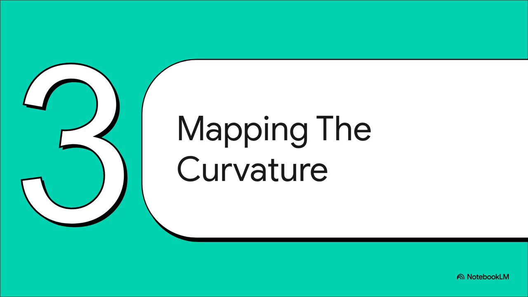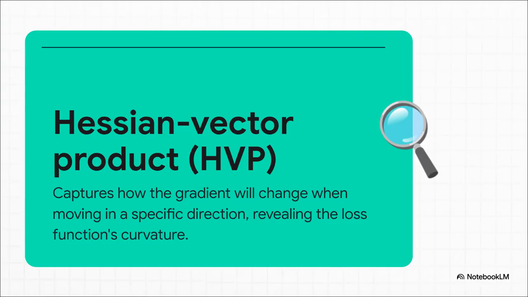But okay, knowing the slope isn't everything. Imagine you're at the bottom of a really wide, flat valley, or maybe on top of a long, flat ridge. The slope might be almost zero in a bunch of directions, so our little compass isn't going to be much help there. We need to understand something more. We need to understand the shape of the land, its curvature. And that brings us to our second tool.